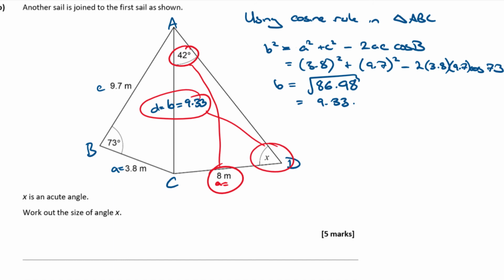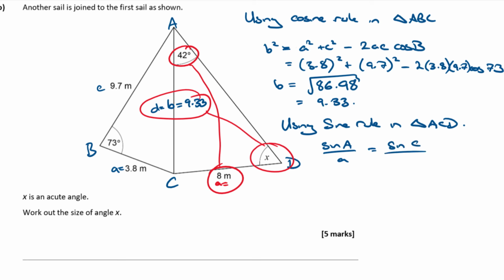When you've got two opposite pairs like that, we're talking about the sine rule. So we're going to be using the sine rule in triangle ACD. We want to find the angle, so we're going to write the angle on the top. The sine rule says sine A over a equals sine C over c equals sine D over d. Now which bits are we going to be using? We're going to be using D and A, so we're not going to be using C, are we?